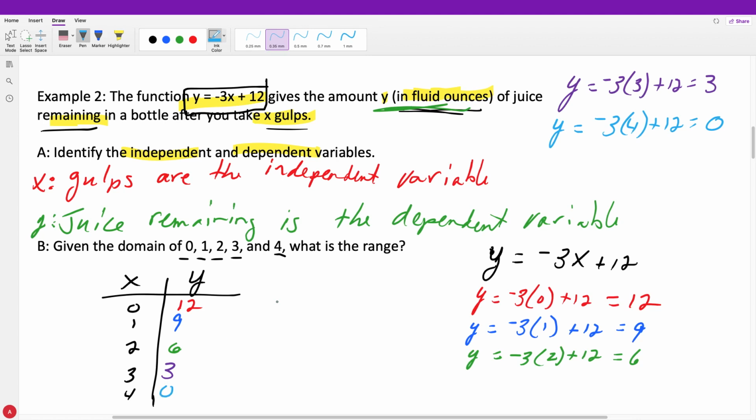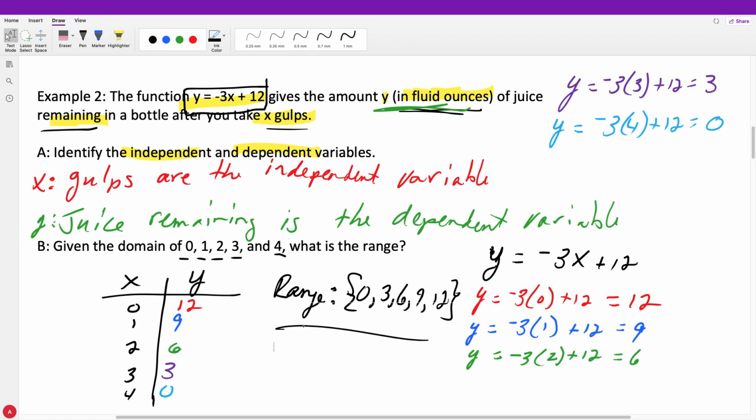All right, so in order for us to find the range, we need to look at what our y values are for each of these x's. So our range is going to be equal to the set, remember that set brace, of 0, 3, 6, 9, and 12. So that is our range for this problem. All right, that is it for video 1 of this section.